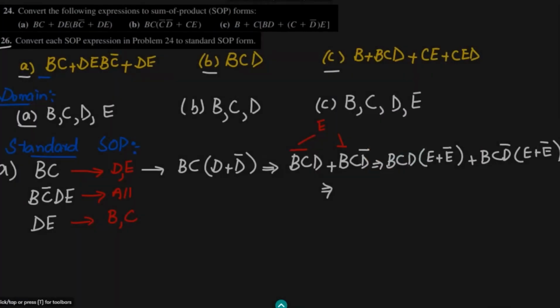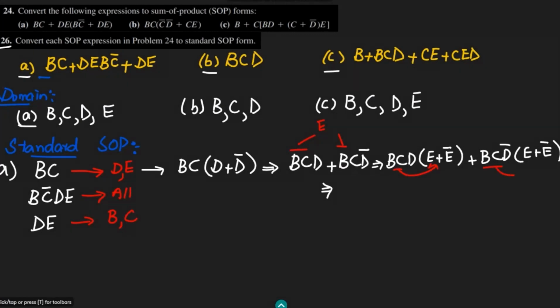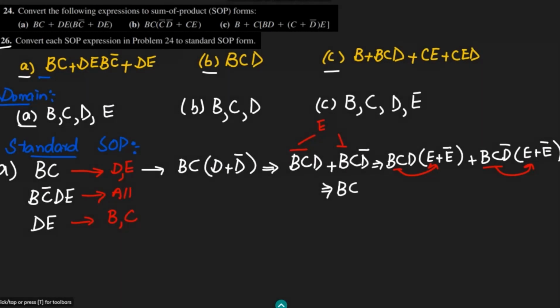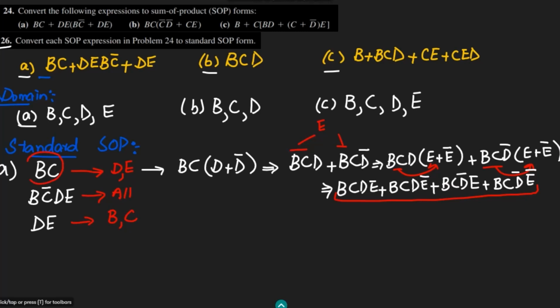So multiplying this term and this term as well, what will I get? Here I will get BCDE plus BCD E complement plus BCD prime E plus BC D prime E prime. So this is the term which we have obtained for this expression, which is completed.